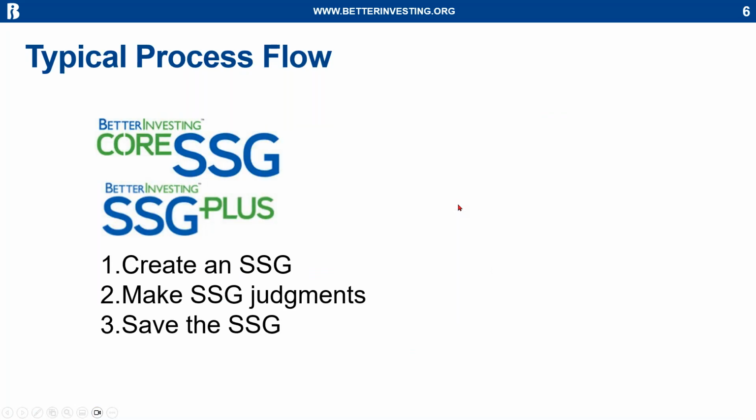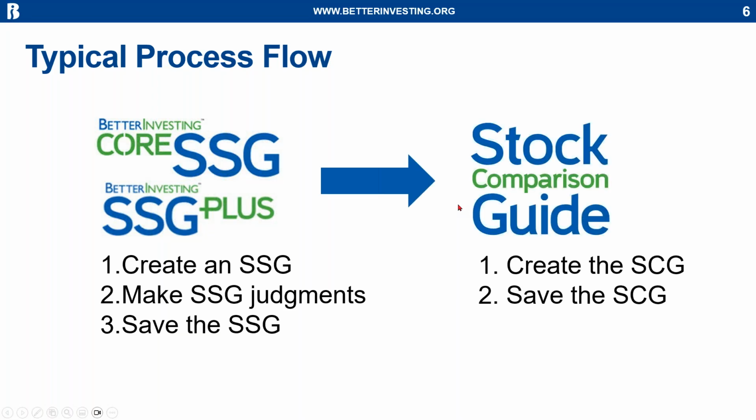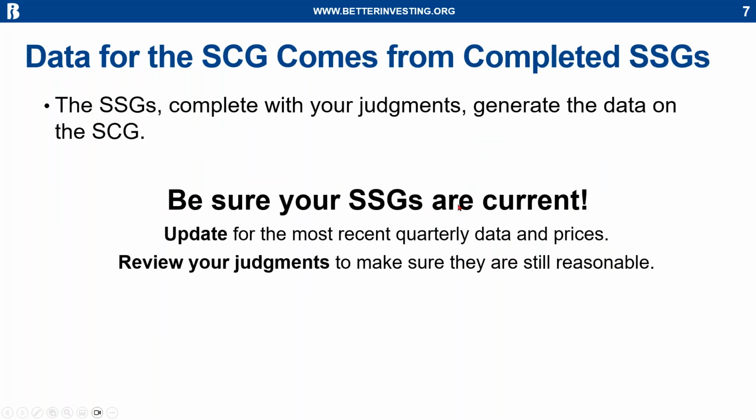Let's go over how we would typically use the tool. First, you are going to create a stock selection guide, or SSG, in either Core SSG or SSG Plus tool. On that SSG, you'll make your SSG judgments and then save it. Then we'll open the SCG, the stock comparison guide, and create and save a comparison guide for use. So in other words, the data for the SCG comes from your completed studies.